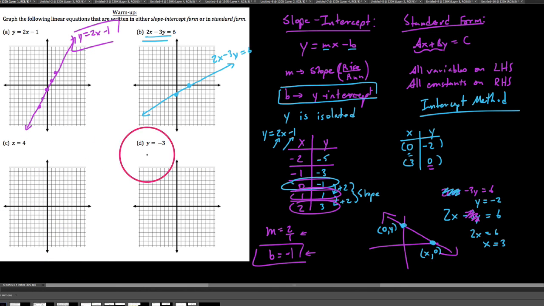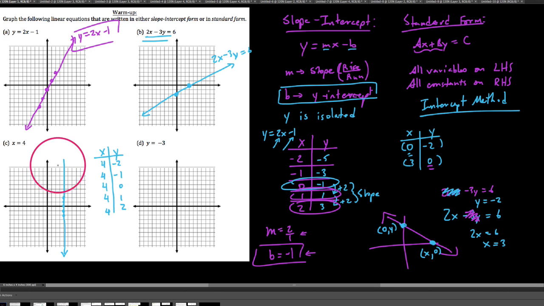Now for our last two here, essentially x equals 4, one thing that I want to point out is this. The only way that you can ever make this equation true is if every single x value of every point is 4. So that means that this could be a -2, a -1, a 0, 1, a 2. Y can be whatever it wants because there is no y in this equation. So to graph x equals 4, these points would be (4, -2), (4, -1), (4, 0), (4, 1), (4, 2). You can see that really all we're doing is graphing a vertical line.